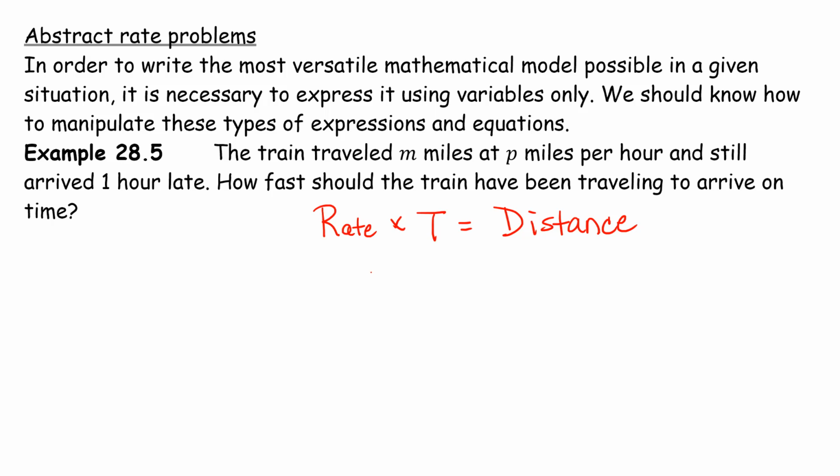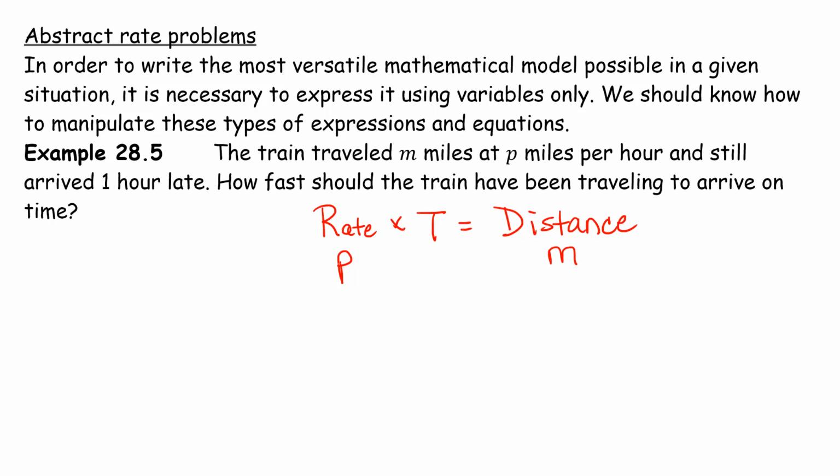So first of all, they tell us that the train traveled m miles. That's the distance, m. It went at p miles per hour. That's the rate. They don't give us the time. They tell us that the train arrived an hour late, but they don't tell us how long it took the train. They don't tell us anything about how long it took. It just says it's an hour late.